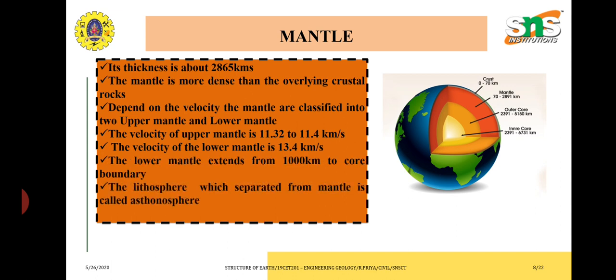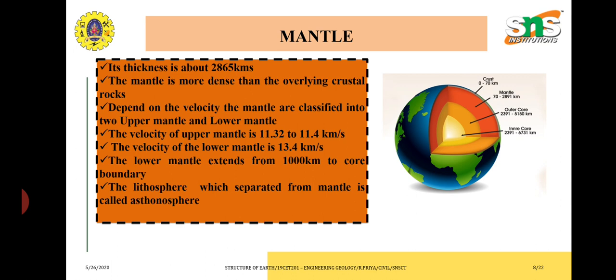The lower mantle extends from 1000 km to the core boundary. The lithosphere which is separated from the mantle is called the asthenosphere. It is in this mantle that all the volcanic eruptions and seismic activity occur.